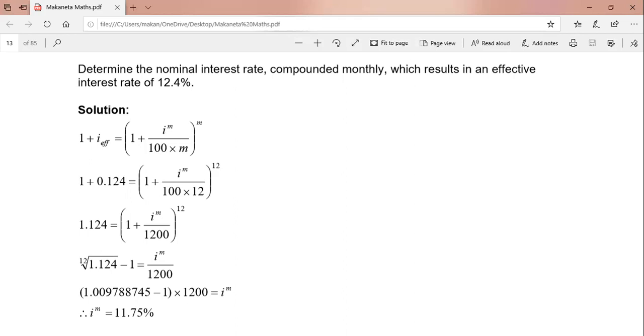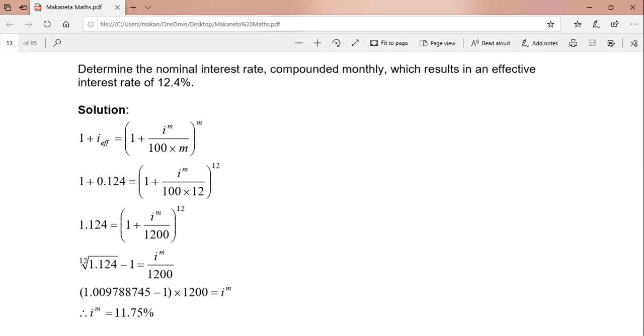Determine the nominal interest rate compounded monthly, which results in an effective interest rate of 12.4%. So in this case, you are given the effective interest rate, and what you need to do now is to calculate the nominal interest rate. So once more, you have to use the formula. The formula is very clear. We know how to apply the formula there.